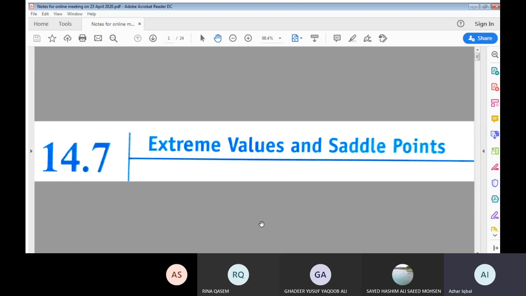Okay, so today we are going to discuss section 14.7 about the extreme values and saddle points.